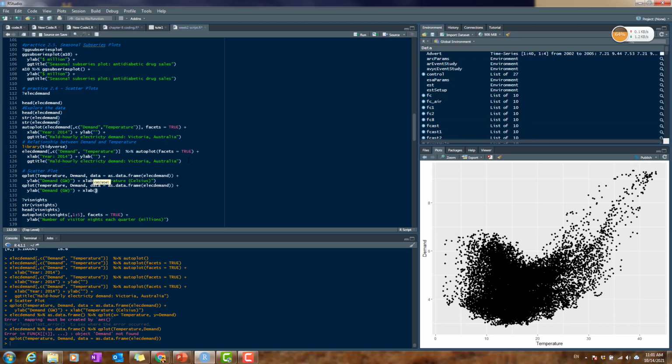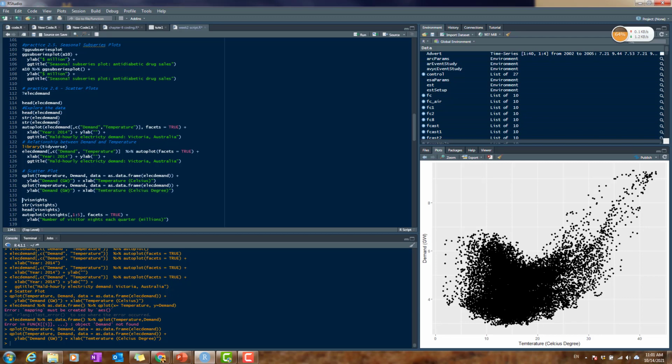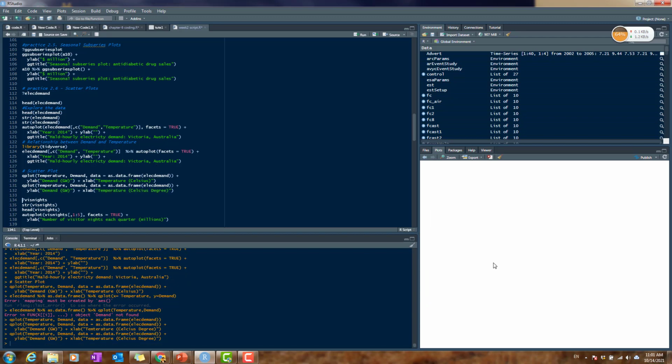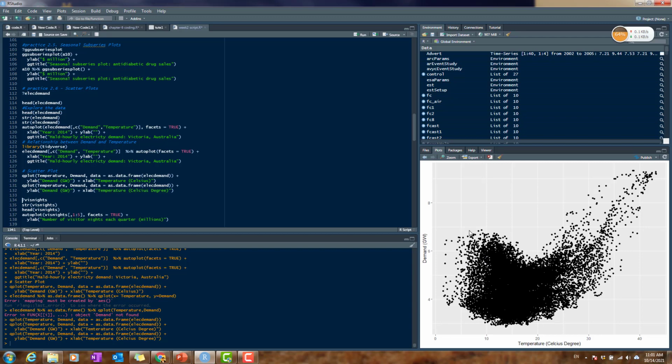Okay, that's according to what they have. And for the xlab, the x label should be the temperature in Celsius degrees. Okay, I guess that should be enough now. Cool. After we do all the fancy things with the graph, now it's time to tell the story.